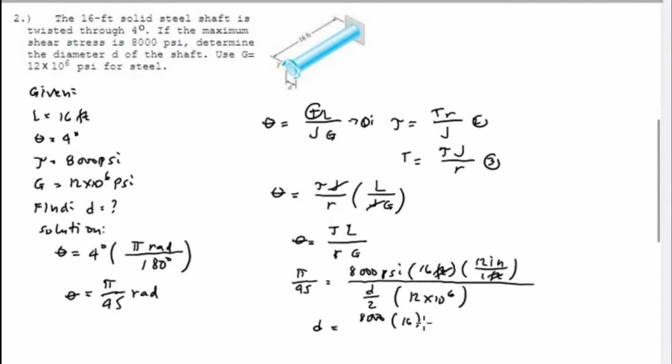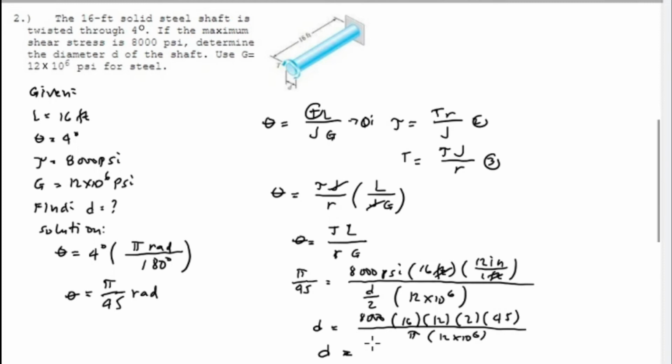So 8,000 multiplied by 16 times 12, times 2, and multiplied by 45, cross multiply, and we divide everything by pi times 12 times 10 to the power 6, and let's see what is the value for d.